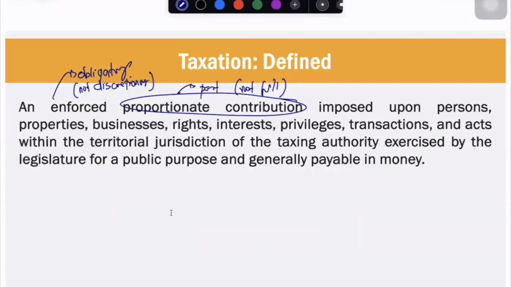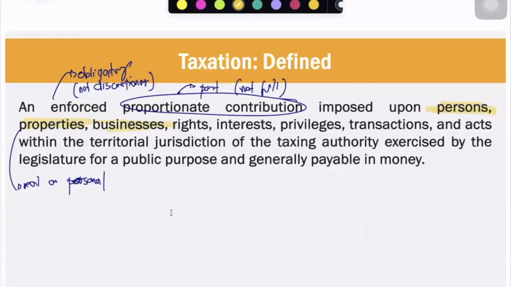Next, it is imposed upon persons. Whenever we say persons, this means natural or juridical persons can be taxed. You can tax individual taxpayers or non-individual taxpayers. It is also imposed on your properties. When we say properties, it can be either real or personal property. It can also be imposed on businesses. When we say businesses, those engaged in your trade or profession.